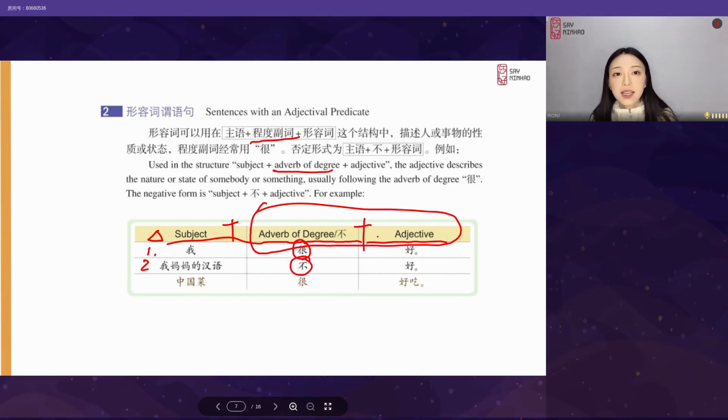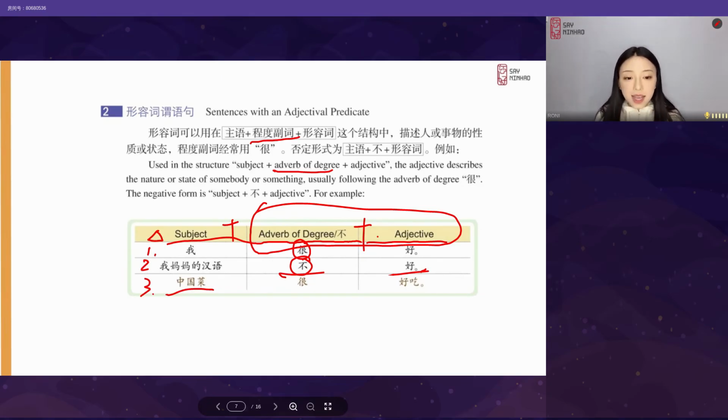Actually, this is the negative form of this structure. So in the negative form of the structure, we will replace the adverb of degree with 不. Just replace it. No adverb of degree. We just put 不 in this position and then put the adjective after it. So 我妈妈的汉语不好. My mother's Chinese is not good. Okay, the last example.